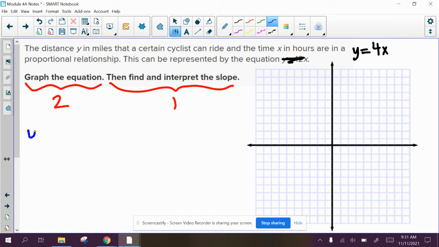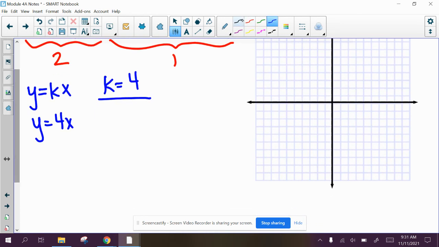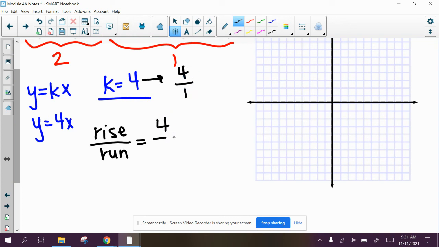So again, a proportional relationship is y equals kx. If we have y equals 4x, then k is equal to 4, which is our slope. And we know slope is rise over run. And in this case, we can rewrite 4 to be 4 over 1, so it looks like a fraction. So we're going to rise 4 and we're going to run 1.